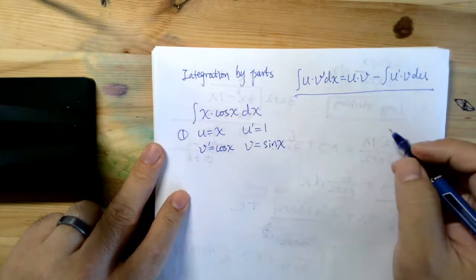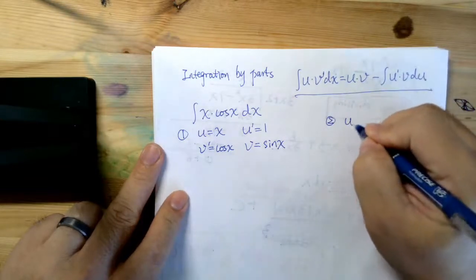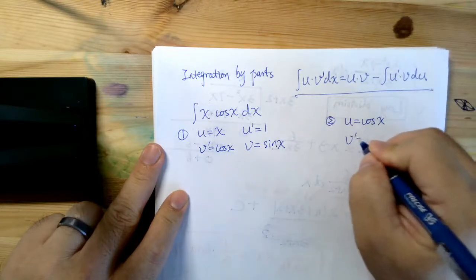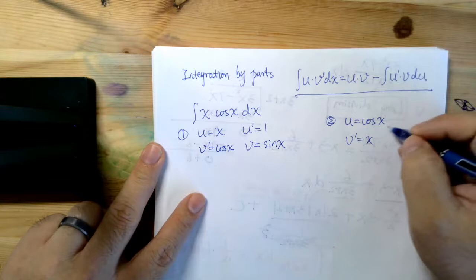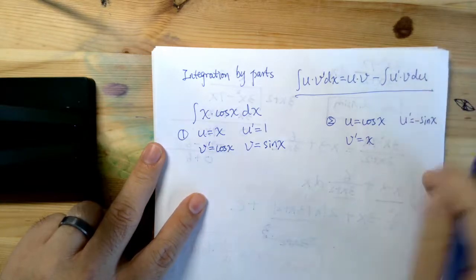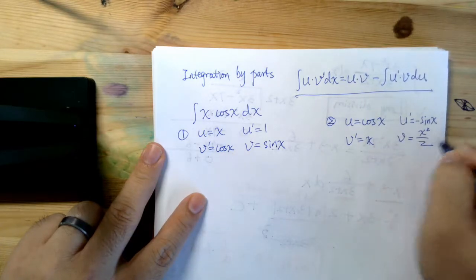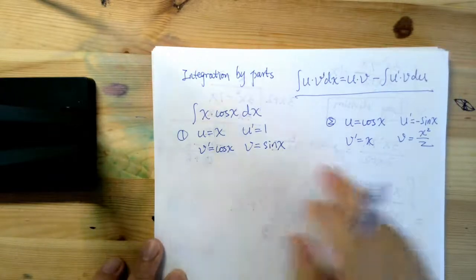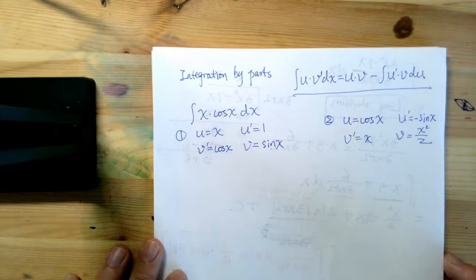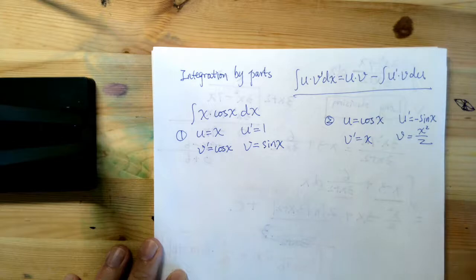So we know that. You can make another option, option 2. That is, you can set u equal to cosine x, and v prime is x. Then under this situation, u prime is going to be negative sine x, and v is going to be x squared over 2. We don't know which one is better in the very beginning, but after we apply the integration by parts formula, we can tell immediately.